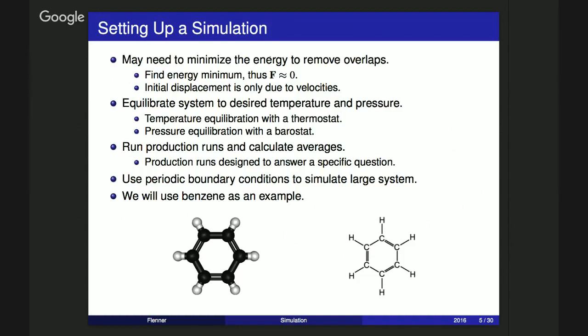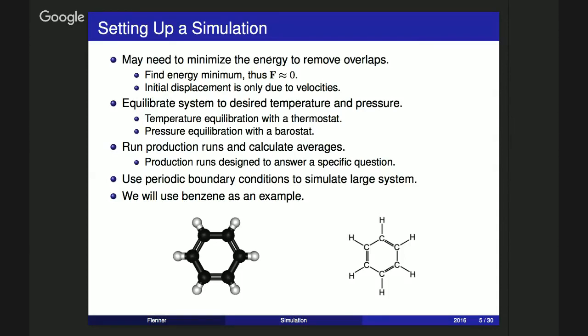So most of the time, what people do is that they minimize the energy to remove any of these overlaps. When you find the energy minimum, remember that at a minimum, the derivative, the gradient, is 0. So that means the forces are approximately 0. You can numerically find the minimum, and so it's close to 0. So the initial displacements are due to the velocity because the forces are 0. And in this way, you can make sure that your simulation doesn't blow up at the start.